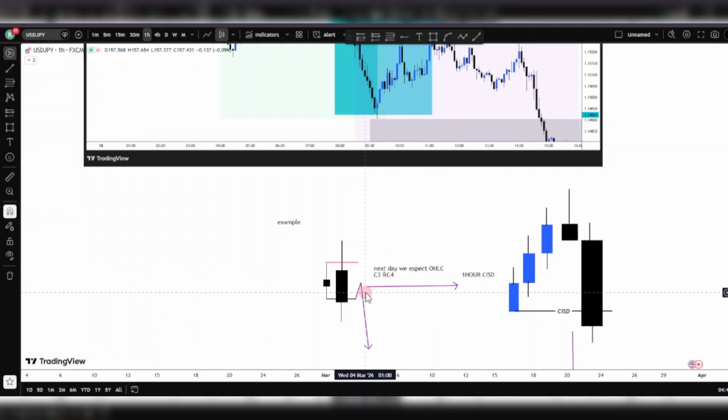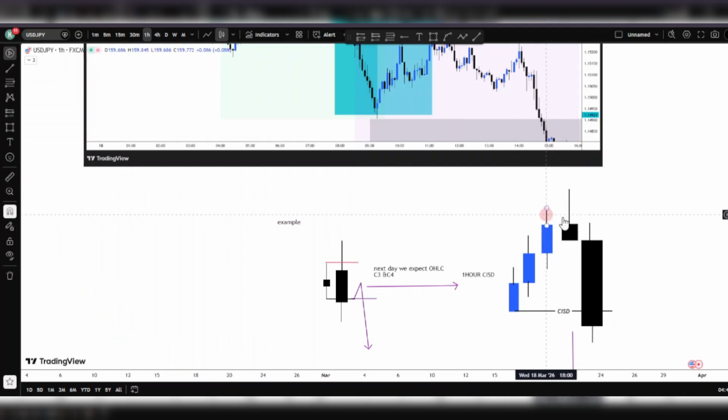So after that we go to 1 hour and look for a change in state of delivery at this point, because we had an open. We look for a change in state of delivery after we have opened, gone higher, and then after a closure below that we had our change in state of delivery. That is on the 1 hour chart. So this is what we are saying. We open, went higher to form the high of the day.